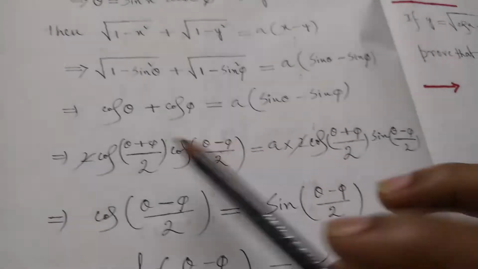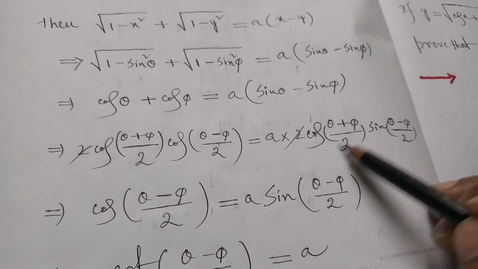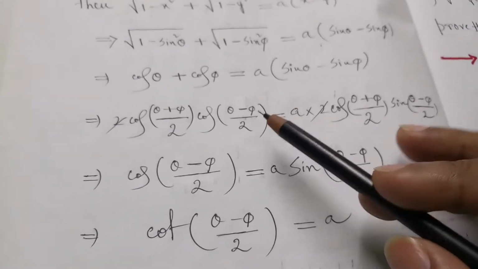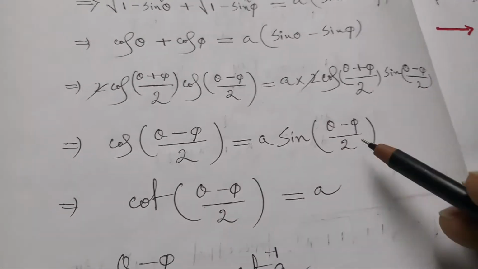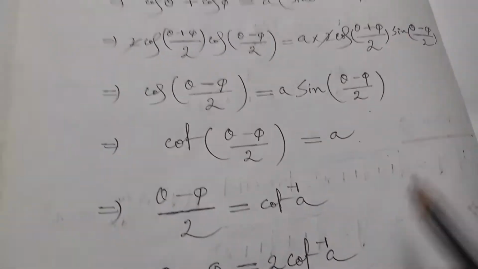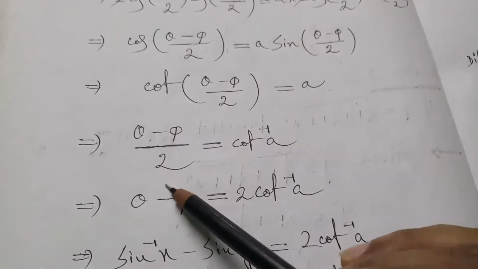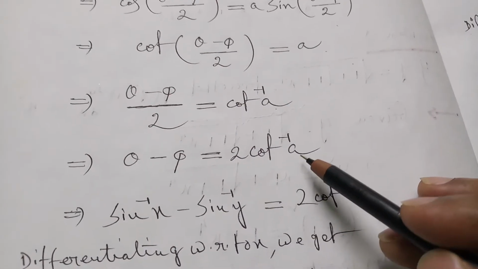So 2 cancels out, and this cos theta plus phi by 2 and that cos theta plus phi by 2 cancel out. It should be cos theta minus phi by 2 equal to a into sine theta minus phi by 2. So I think this should be cot theta minus phi by 2 equal to a. So obviously theta minus phi by 2 equal to cot inverse a. So theta minus phi should be equal to 2 into cot inverse a.